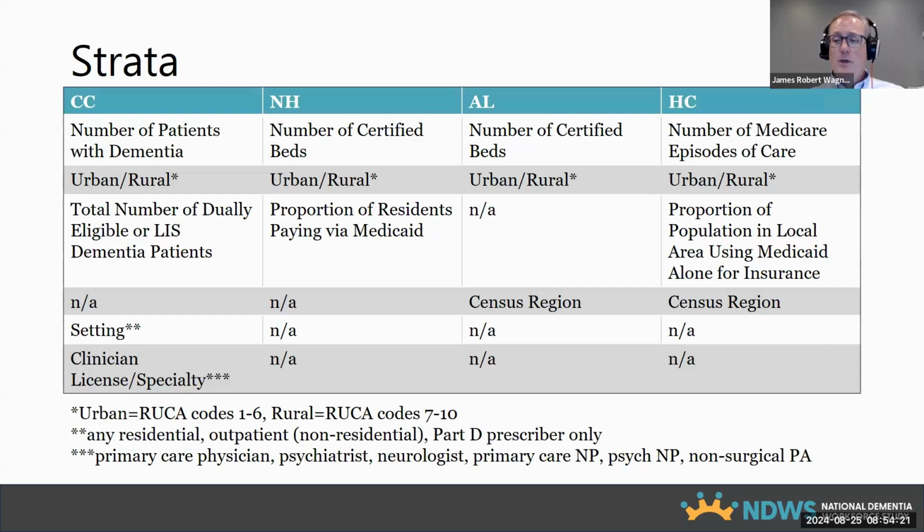In the assisted living and home care agency surveys, we also use census region to give us some geographic control of the sample. Finally, two other dimensions of stratification in the community clinician survey are the setting, which includes whether they are residential at all, outpatient, in other words non-residential, and Part D prescriber only. And then the last row is the clinician license or specialty, which I mentioned earlier. Are they a primary care physician, psychiatrist, neurology, primary care nurse practitioner, psychiatry nurse practitioner, or non-surgical physician's assistant? So those are the strata that we're using in the community clinician survey for clinician license and specialty.